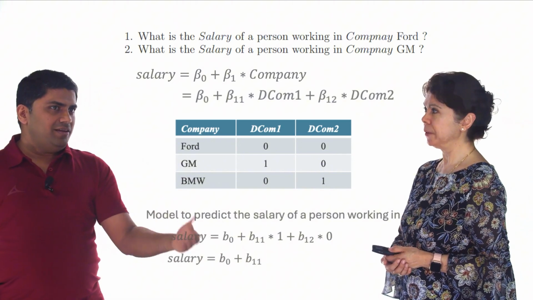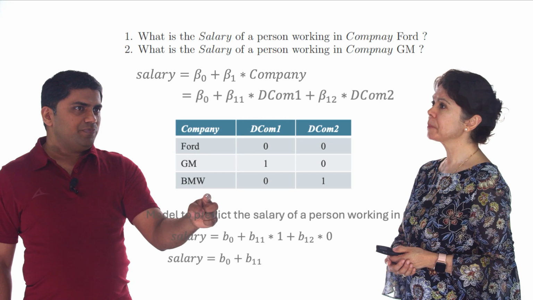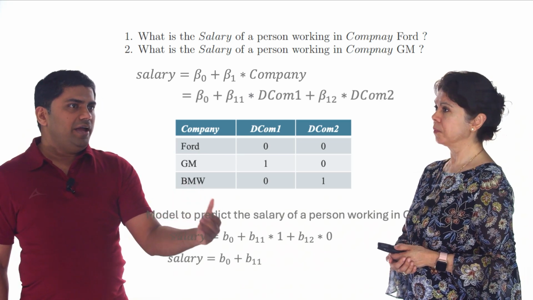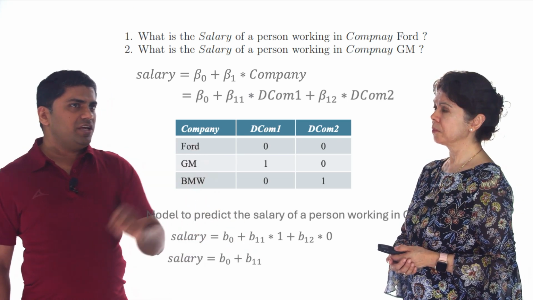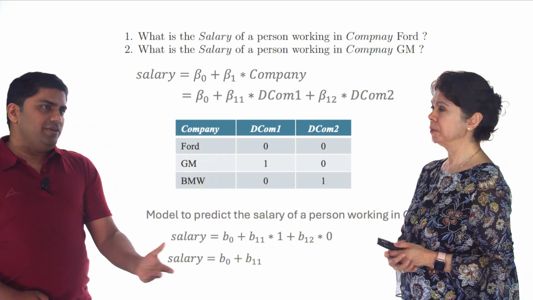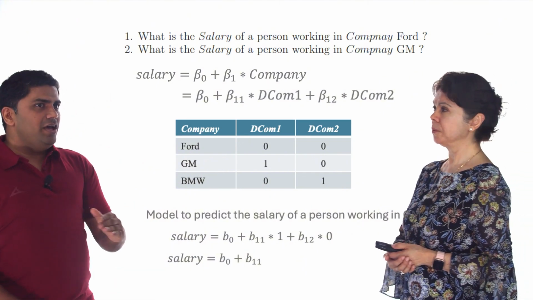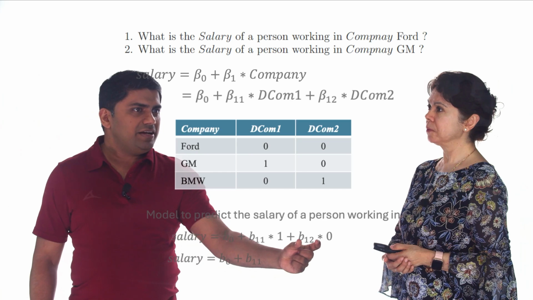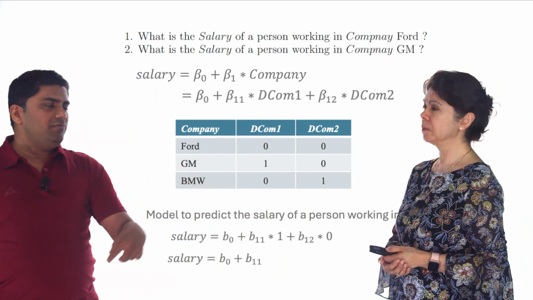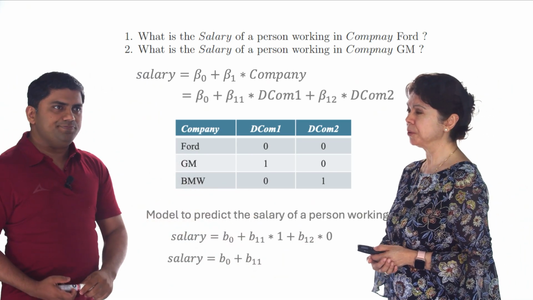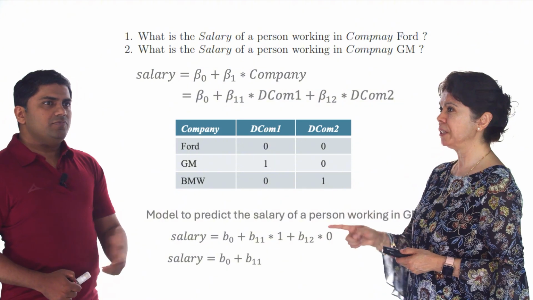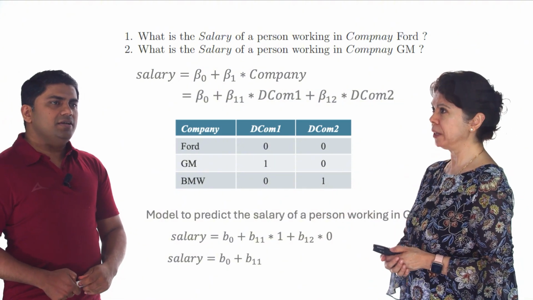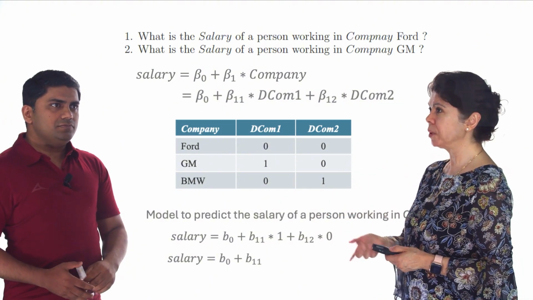Great. Again, in BMW, a person working in BMW earns how much more than a person working in Ford? The B12. Exactly. Or in reverse, a person working in Ford earns B12 salary less than a person working in BMW. Very good. That's the role of the coefficients in these equations. Yes. Great.